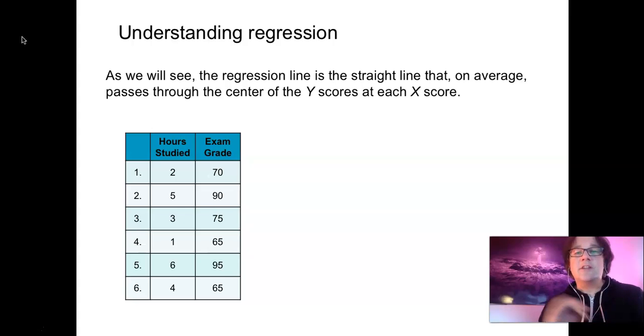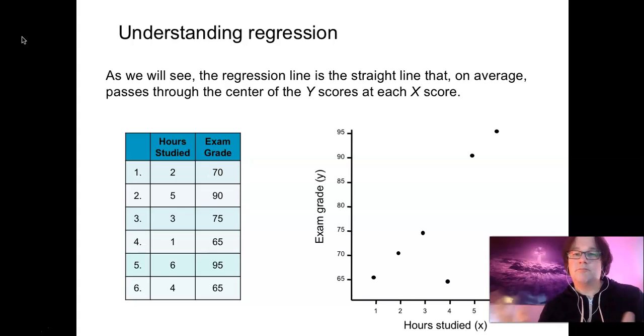So as we'll see, the regression line is a straight line. On average, it will pass through the center of your X scores and each of your Y scores, right? So let's go with our scatter plot that we saw in the example that we used when reviewing correlation. We said that this person here was an outlier, right? In this example, we're taking a look at the number of hours somebody studied and the score that they got on an exam.